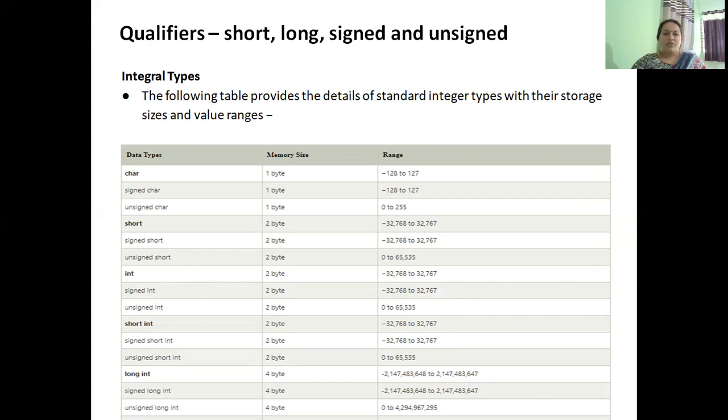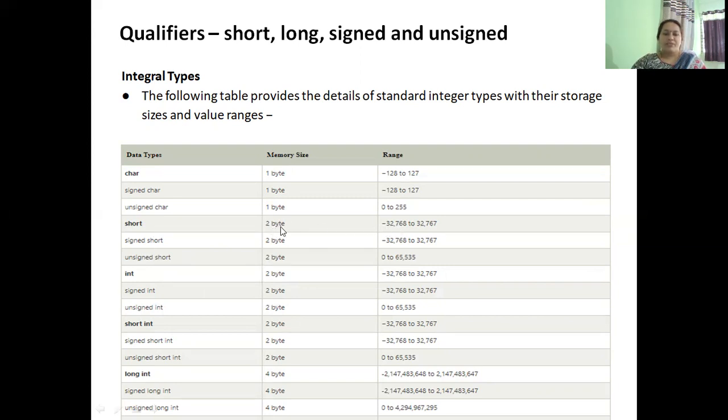In most machines, there is variation in the memory size for short int, int, and long int. Generally, for short int it is 2 bytes, for int it is 4 bytes, and for long int it is 6 bytes in a 32-bit machine. Whereas in a 16-bit word length machine, the size of short int is 2 bytes.